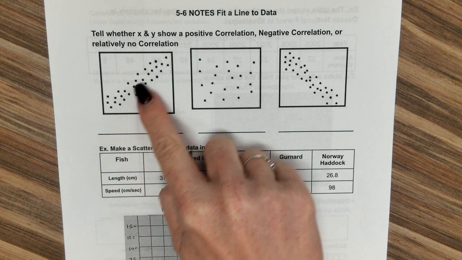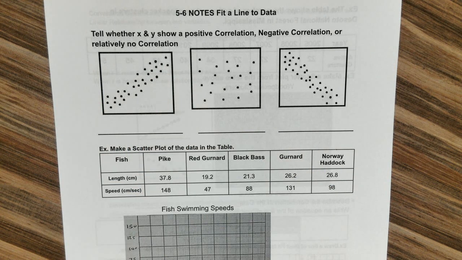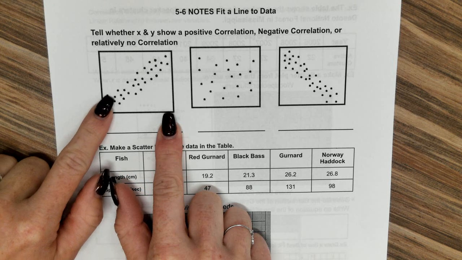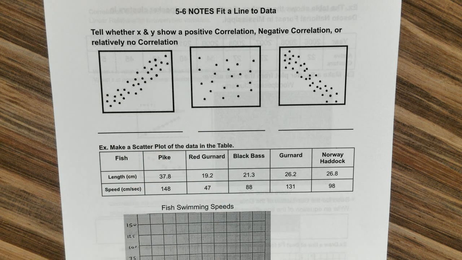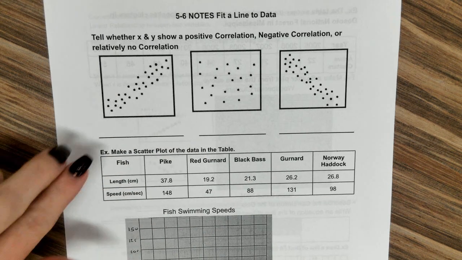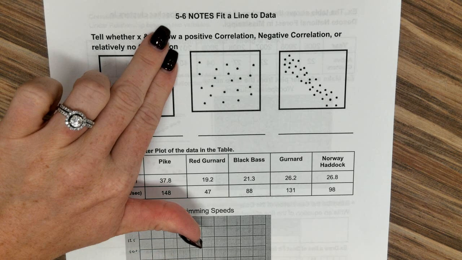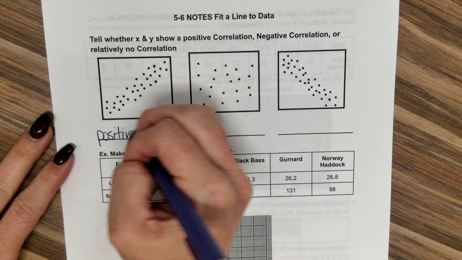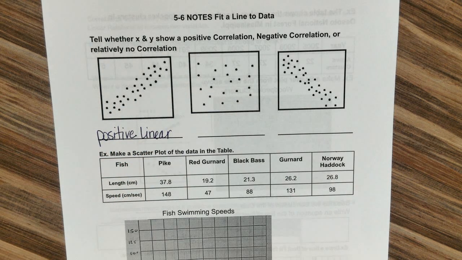If it looks like this, do you see how all these dots are moving in the same direction and they're kind of clumped together? This is like as the temperature goes up, my snow cone sales are also going up. So I would say, hey, this data is related and it's a positive trend because as temperature goes up, sales go up. They don't make a straight line, but it's making a straight line pattern. Does that make sense? So we call this positive linear. And again, that's not a straight line, but it's going in a straight line pattern.